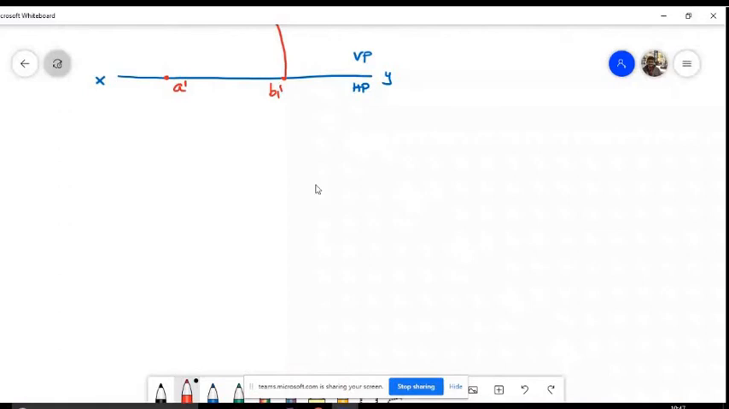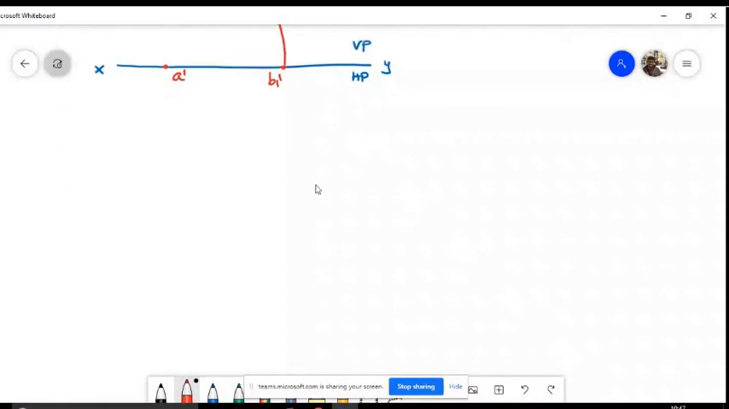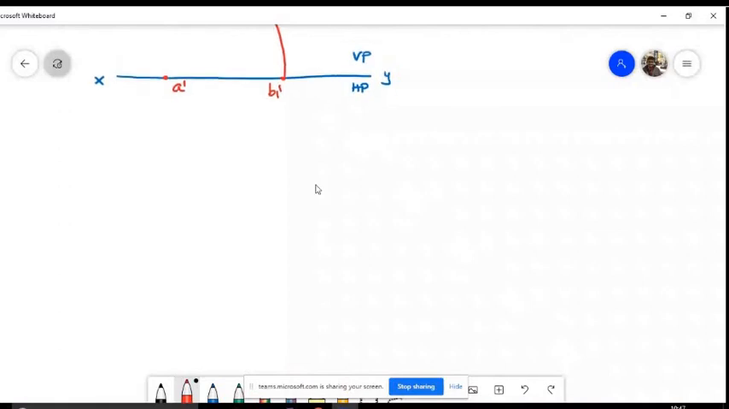Other than this, you are clear with the projection of straight lines, right? Other than this problem, forget about this. This is somewhat a special case. So other than this, you people are clear with this, right? Yes, sir.